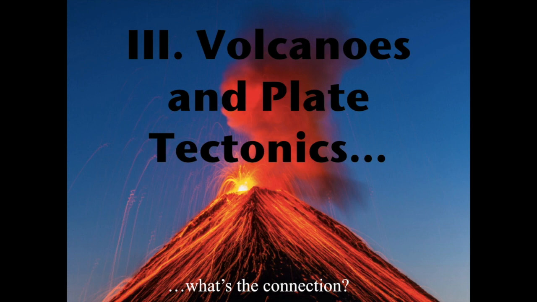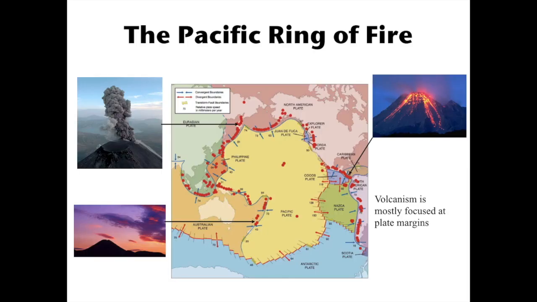You also saw this with subduction. So going back to the Ring of Fire, you can see all those red dots. That's where all those volcanoes are formed.